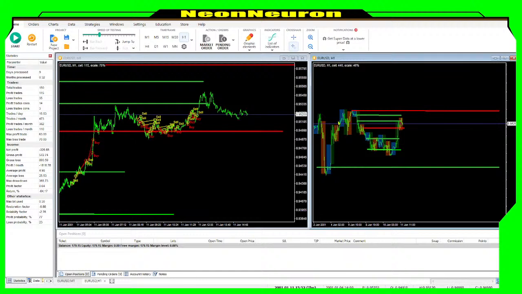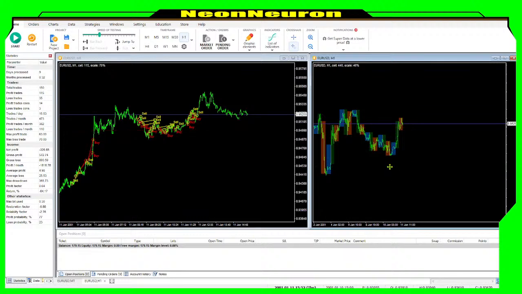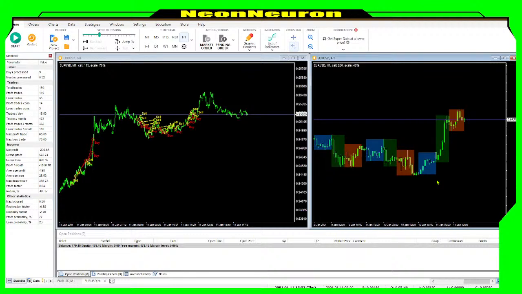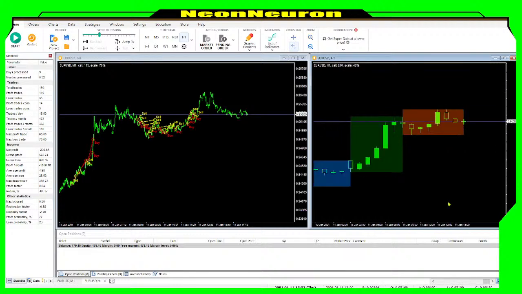Buyer stepped in right here and took price all the way up to here, and then we had a slow drift down before the buyers once again stepped in. I'm just going to go ahead and delete all this, and we can do the same thing we did with our other chart. Where is the big move? Big move is right here. So let's just grow that.